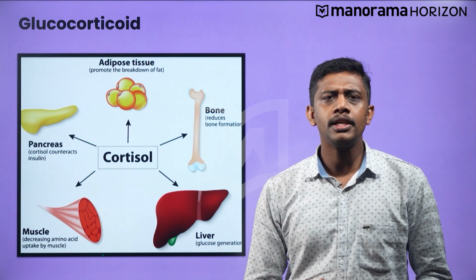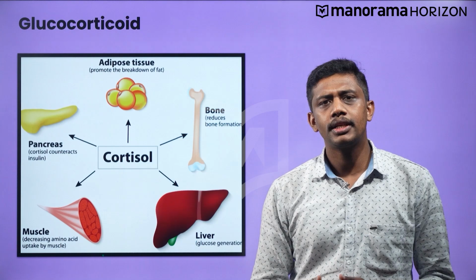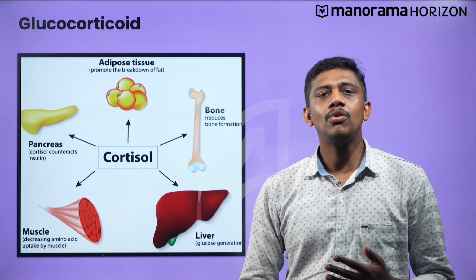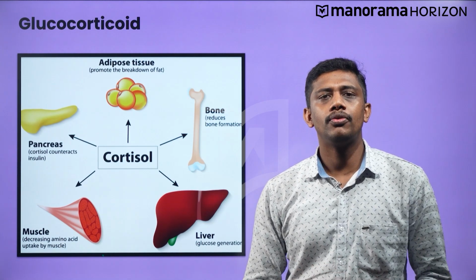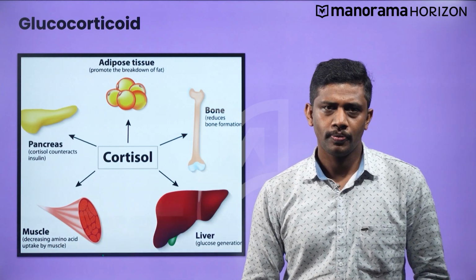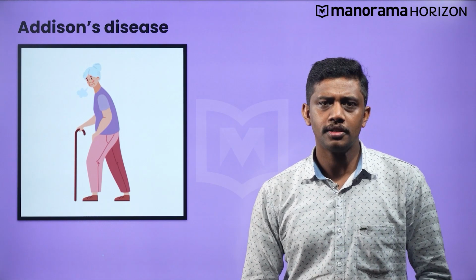Glucocorticoids are primarily involved in controlling carbohydrate metabolism and modulating inflammatory reactions. These are also involved in the reaction to stress. Cortisol is an example of a glucocorticoid hormone. Now, let us see what happens if any of these hormones do not function properly.